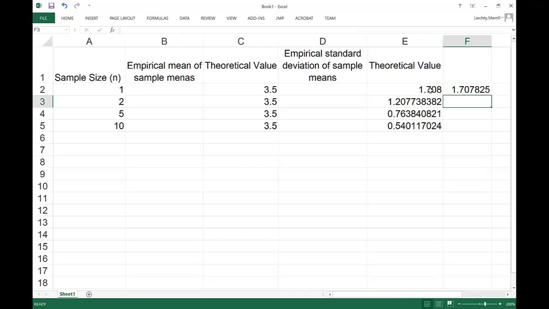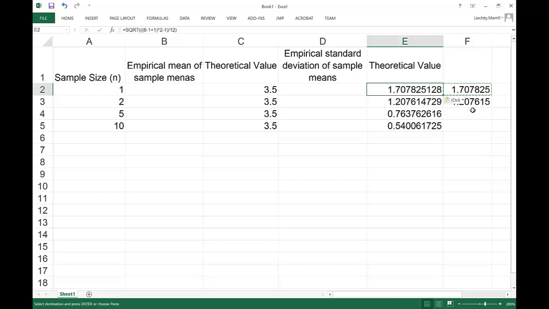So this is sigma, and to get sigma for x bar, we just need to take this number and divide it by the square root of n. So if we come over here and take this number and divide it by the square root of n, which is that number, you see that we get something very similar. The problem is that these are not the same, so let's paste that in right here, and now you see these things are the same.